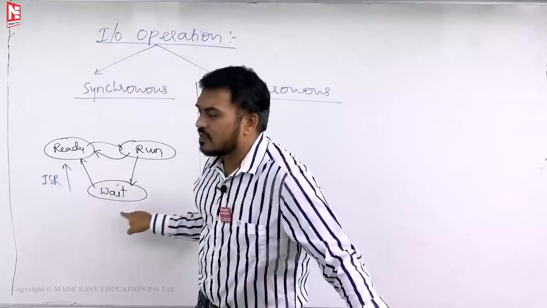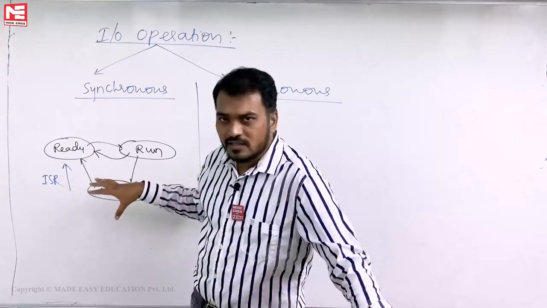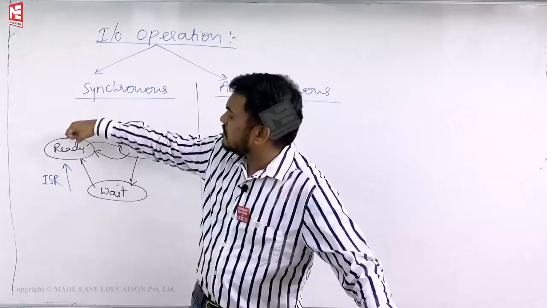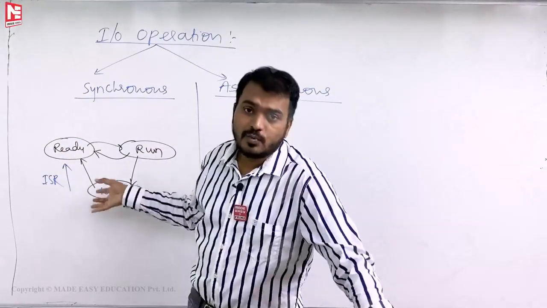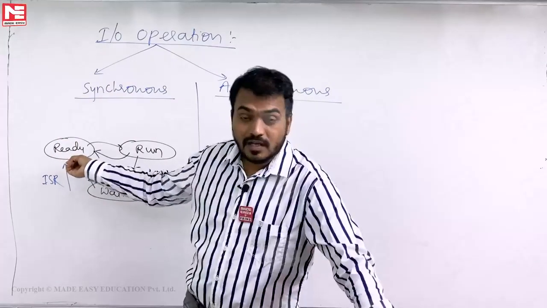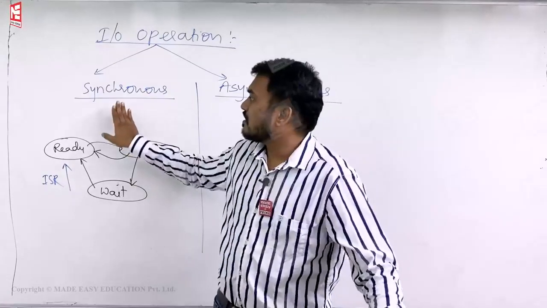So once IO operation is completed, an interrupt service routine ISR will be initiated, which brings the process from block state to ready state. So once the IO operation is complete, who brings the process from here to there? ISR. Is that clear? So remember, that is the synchronous IO.